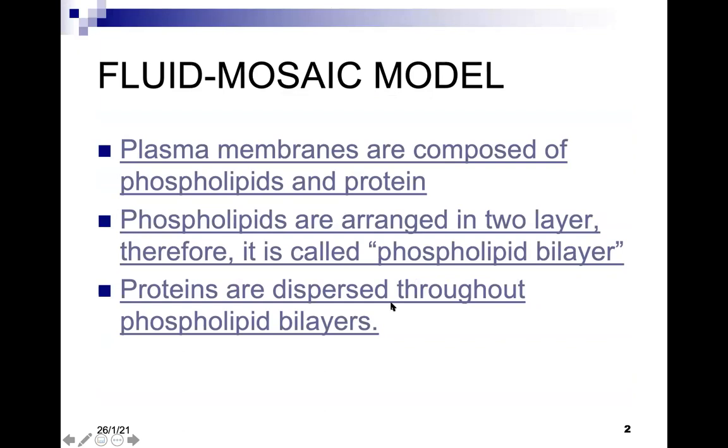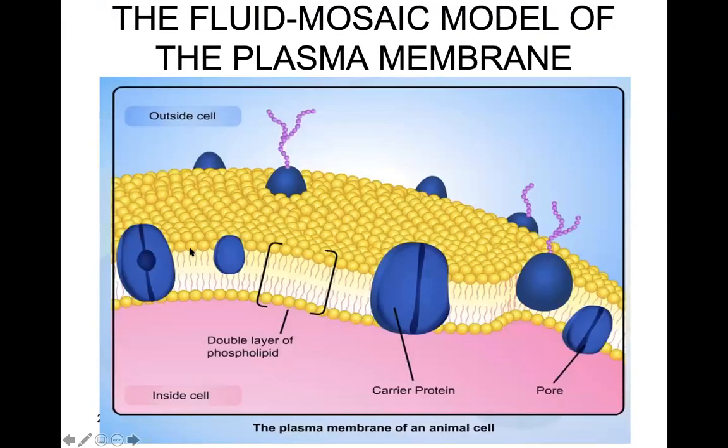The phospholipids are arranged in two layers. That's why it is called a phospholipid bilayer. Bi means two. And there are proteins dispersed throughout the phospholipid bilayer. So there are so many proteins dispersed throughout the phospholipid bilayer.